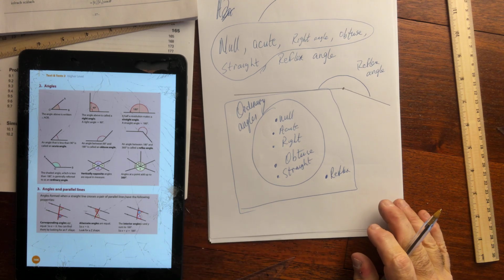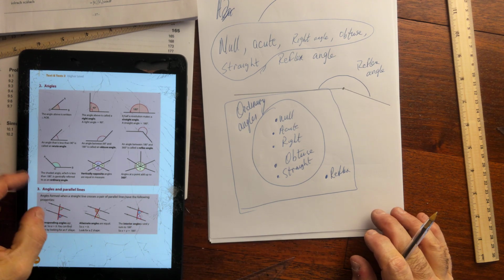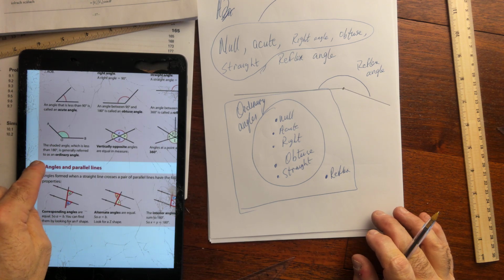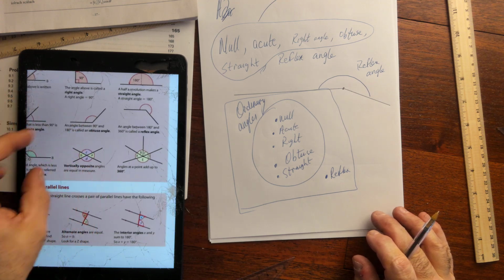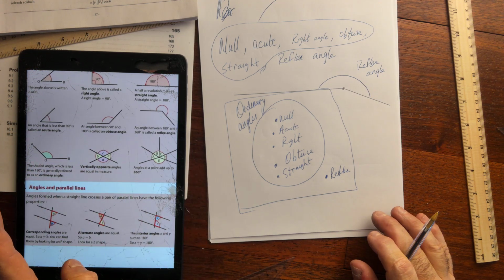Okay, reflex angle. Yeah, it says it there. I'm delighted they do that. Okay, it tells you that an ordinary angle, the shaded angle, which is less than 180 degrees, is generally referred to as an ordinary angle. So angles are either reflex angles or ordinary angles.